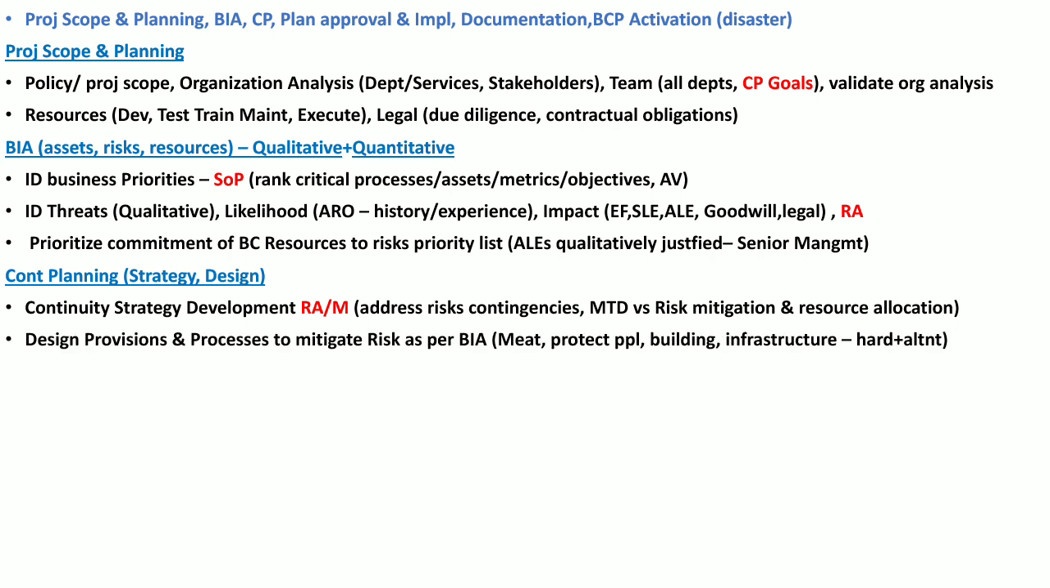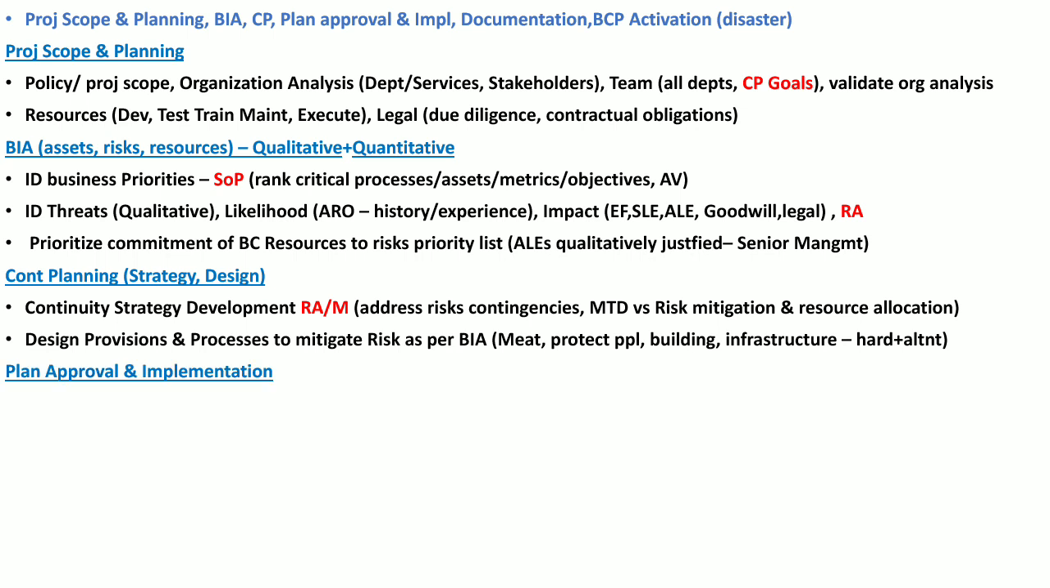Now based on the strategy, we design the provisioning and processes to mitigate the risks as per the business impact analysis. This is the meat of the continuity planning, because here we are designing the defenses to mitigate any disruption to our business services and to protect the people, building or infrastructure. We protect these in two ways: one is that we harden the existing infrastructure, or we suggest alternative sites.